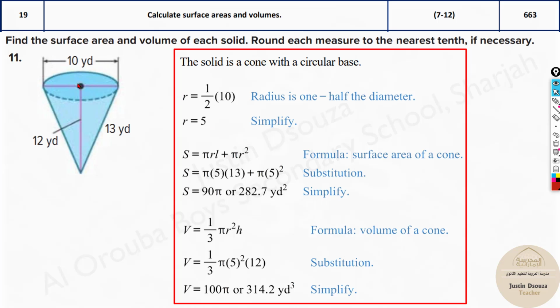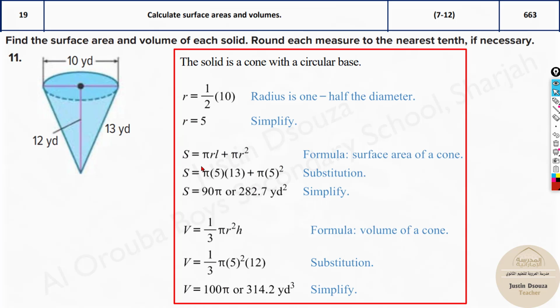Now, the radius needs to be found out. They've given you the diameter. Diameter is 2 times the radius, the entire length. Half of this is basically the radius. So, just 10 divided by 2 will be 5. So that's the radius, and then you just have to use the formula.